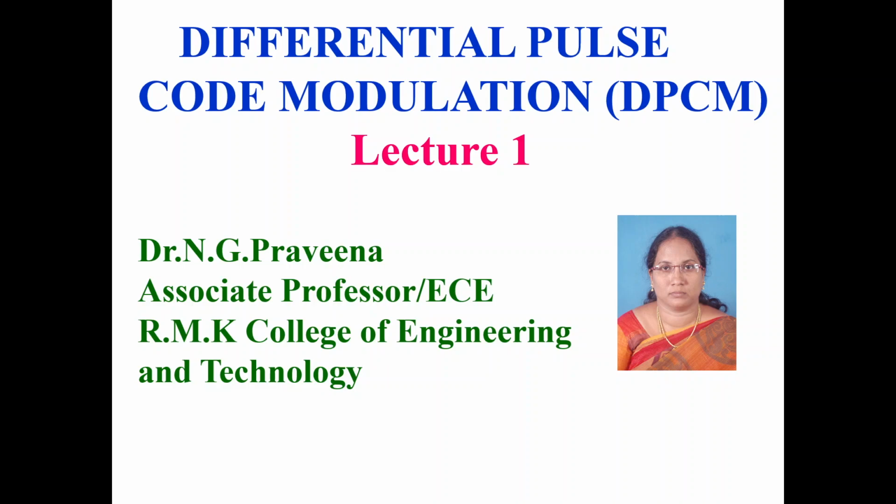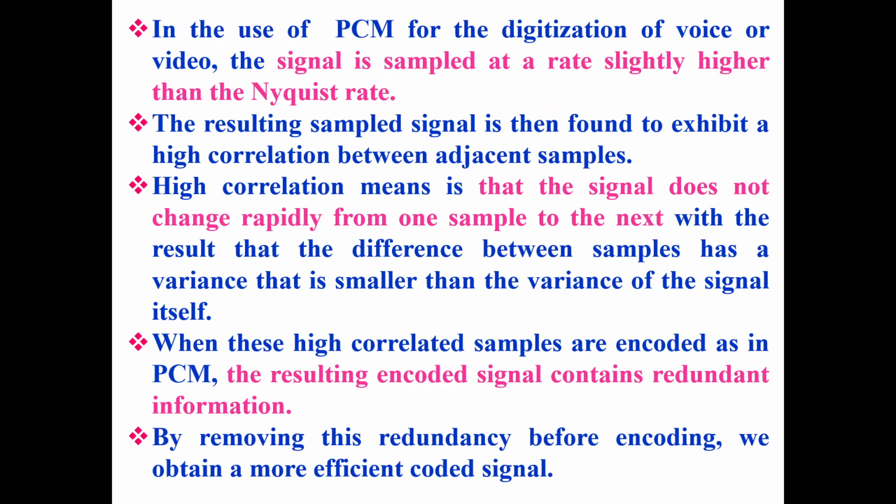In this presentation, I would like to discuss the basic concepts of differential pulse code modulation, DPCM transmitter and receiver, followed by SNR derivation. Why do we go for DPCM?